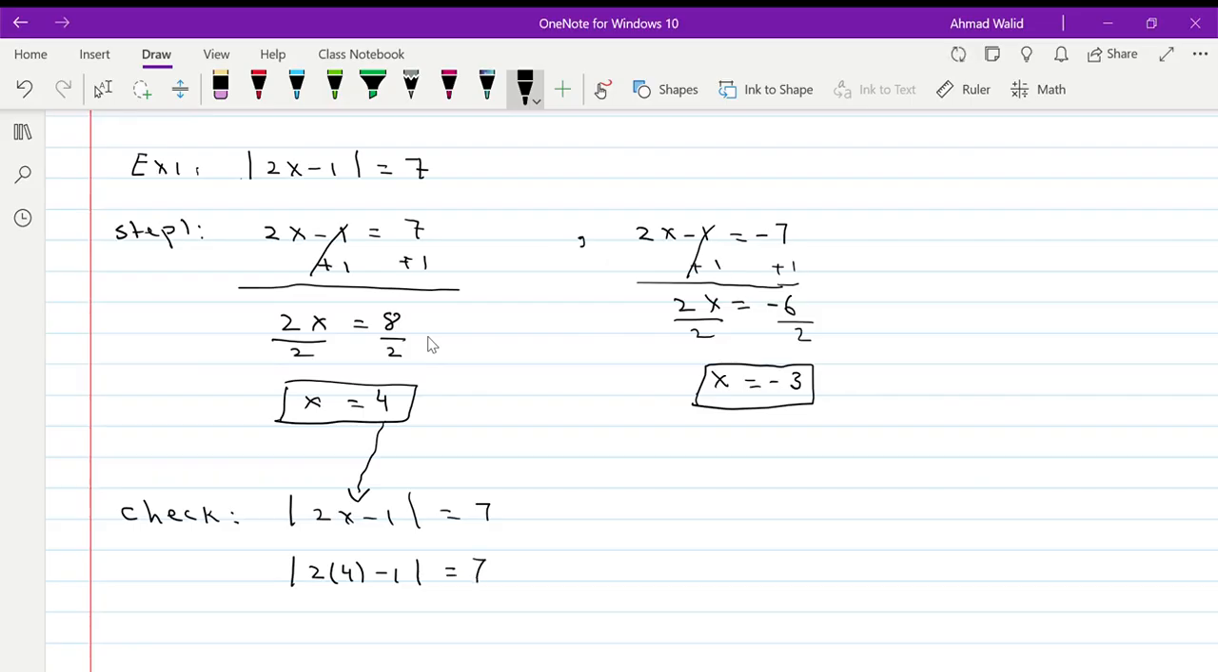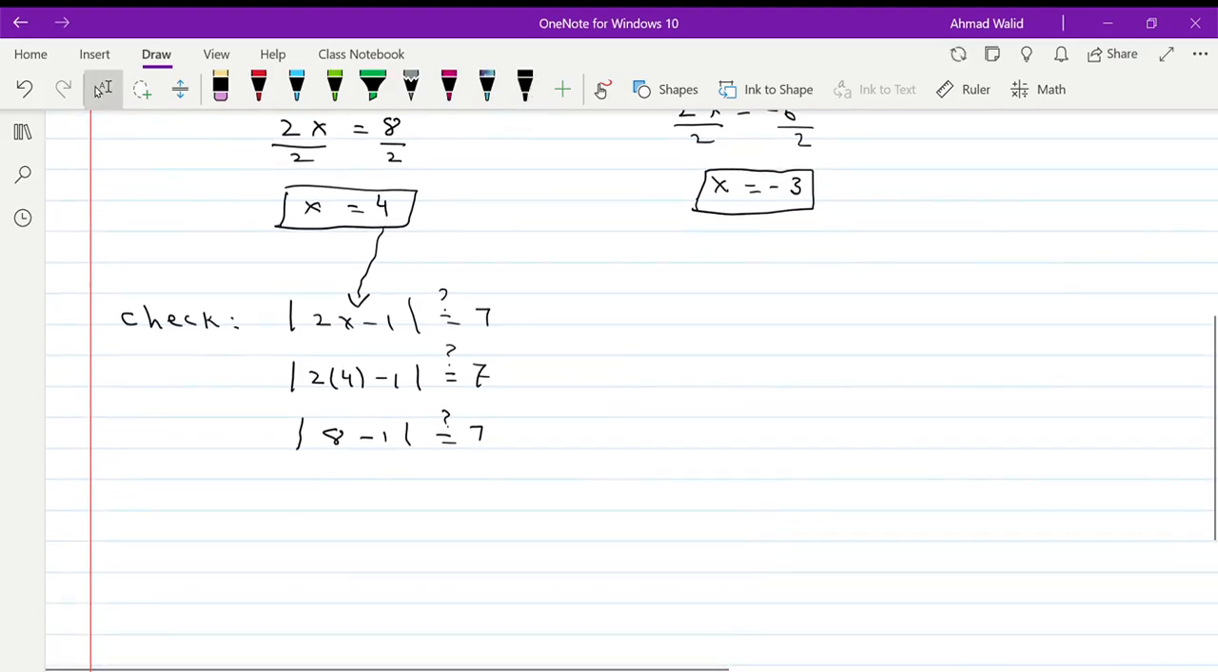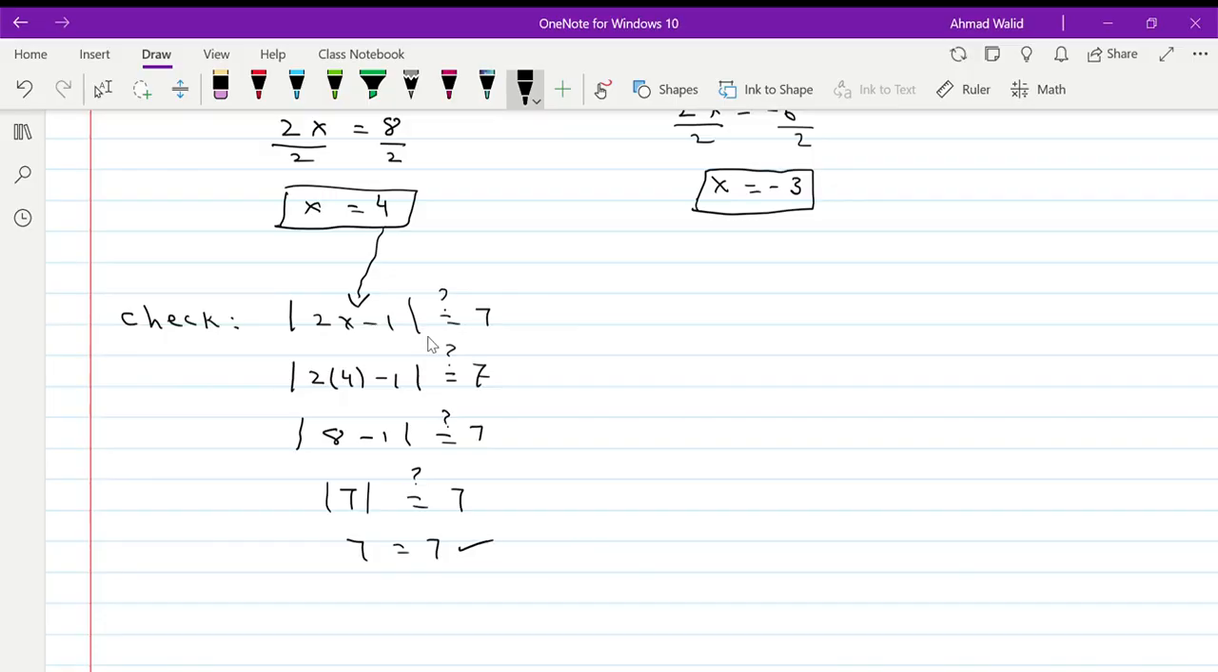Is this equal to 7? Actually, we are checking, right? Absolute value of 8 minus 1. Is this equal to 7? 8 minus 1 gives you 7. Is the absolute value of 7 equal to 7? Yes, 7 is equal to 7 because the absolute value of 7 is 7. Okay, then we check the answer. Yes, x equals 4 is the answer for this problem.